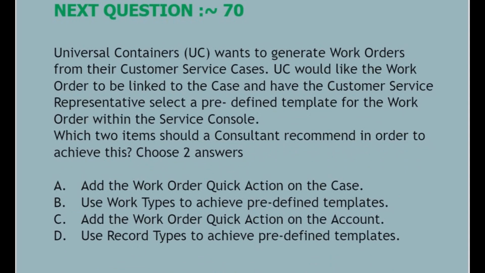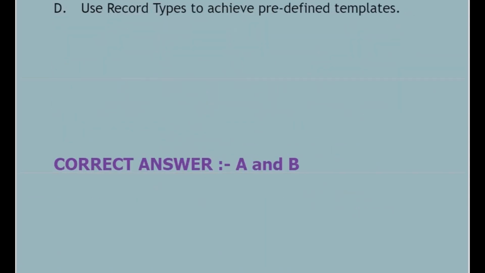Option A. Add the work order quick action on the case. Option B. Use work types to achieve predefined templates. Option C. Add the work order quick action on the account. Option D. Use record types to achieve predefined templates. Correct answer is option A and option B.